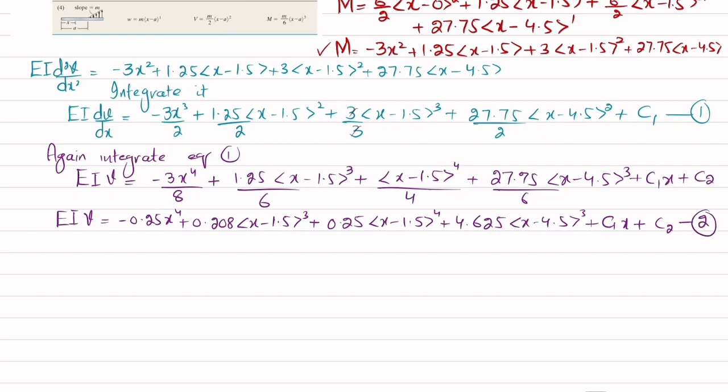Okay, now C1 and C2 are unknown constants of integration, and we can find them by using boundary conditions. So boundary conditions will be used to find C1 and C2. So what are the boundary conditions? The first boundary condition is at x equal to 1.5, we have deflection equal to 0.